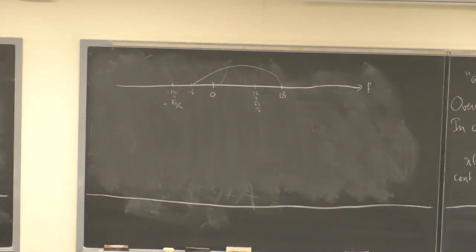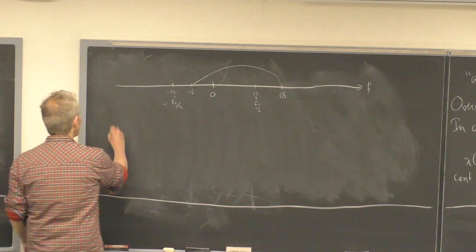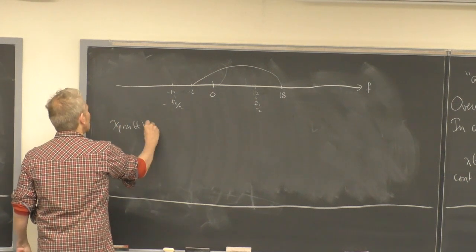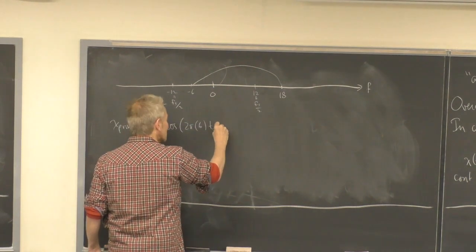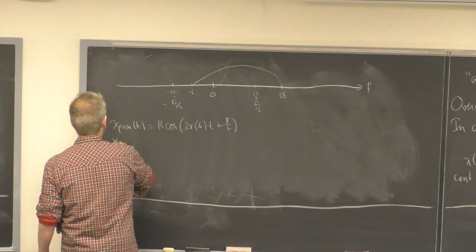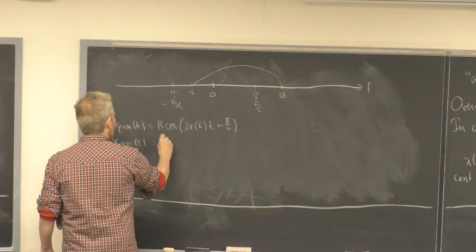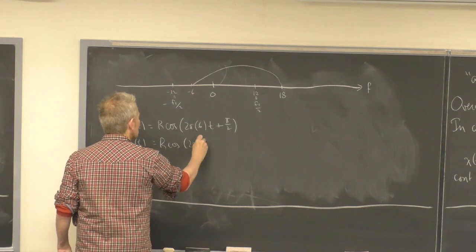All right? So this is one thing that can happen when you're figuring out principal continuous time aliases. It results in a 6 hertz cosine with a phase reversal. Here we have our two cosines. This one has no phase, or 0 phase, so it doesn't matter. This one turns that into a plus pi over 2. So now we get x prin of t equals r cosine of 2 pi times 6t plus pi over 2, and y prin of t is equal to r cosine 2 pi times 6t.